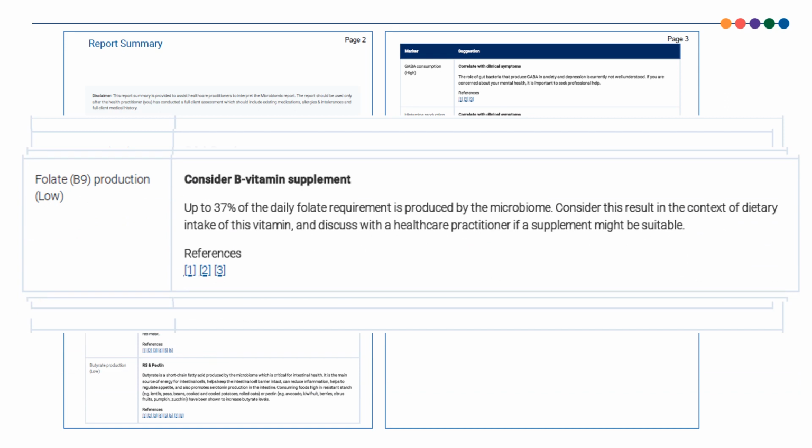And finally, folate production potential is low, so it's important to eat high folate foods such as green leafy veggies, legumes, and nuts, and determine if folate supplementation is necessary.